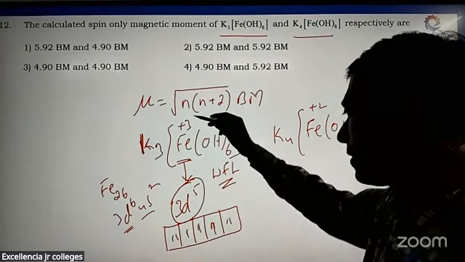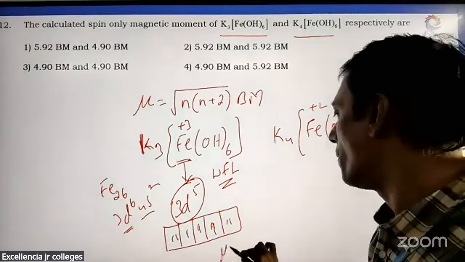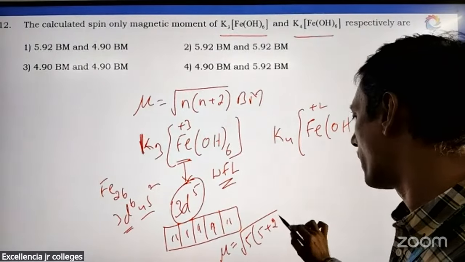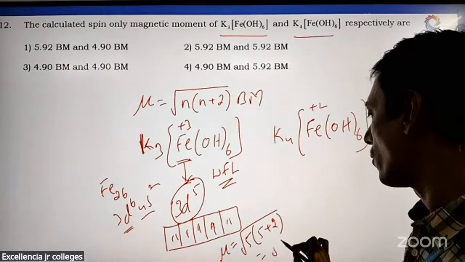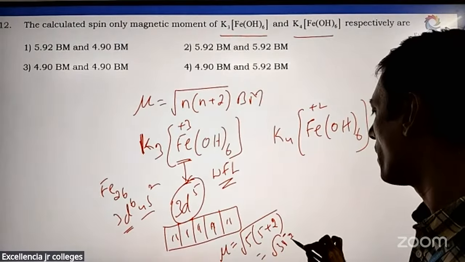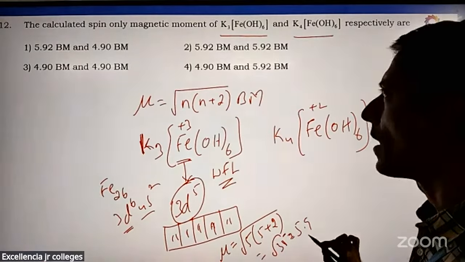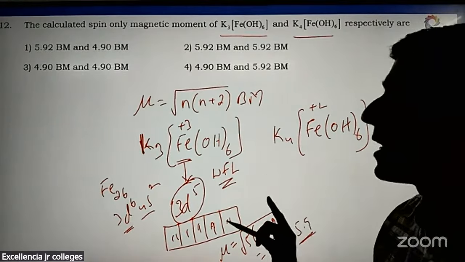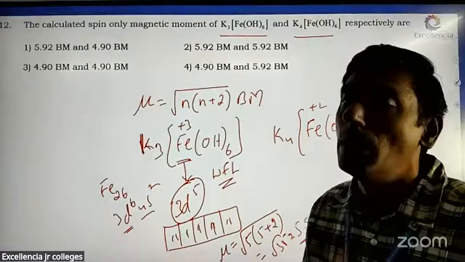So substitute the number there. What will be the mu now? Mu is equal to root of 5 into 5 plus 2, nothing but 7 into 5, root 35. Root 35 means how much will we get? Something like 5.9 we'll get. See, 5.9. As I said, every time you check the options while doing the questions.